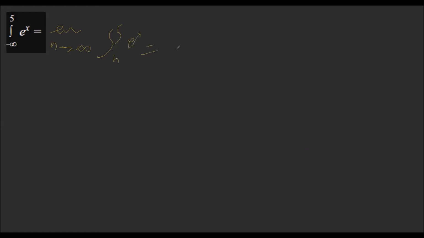Now, the antiderivative of e to the power of x is e to the power of x. So we end up with the limit as n approaches negative infinity of e to the power of x from n to 5. And so we can begin substituting our boundaries in, and we end up with the limit as n approaches negative infinity of e to the power of 5 minus e to the power of n.